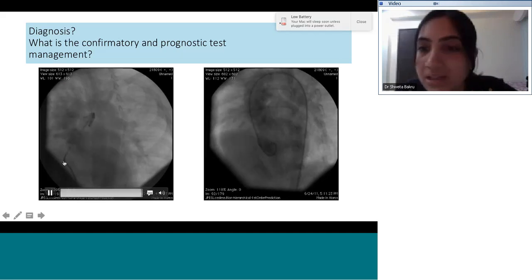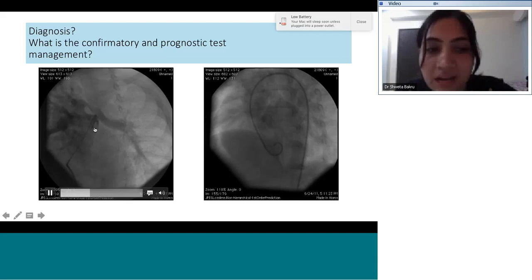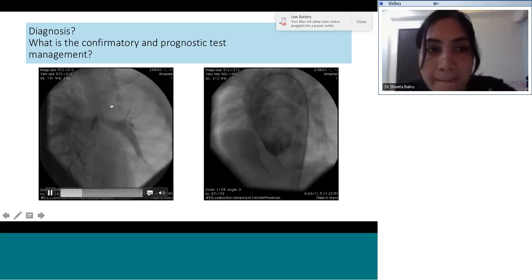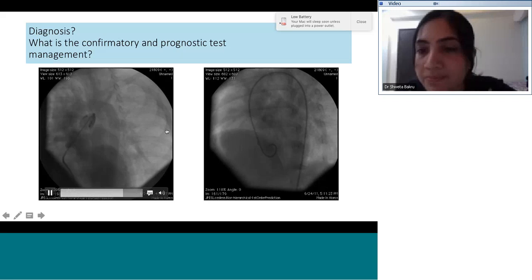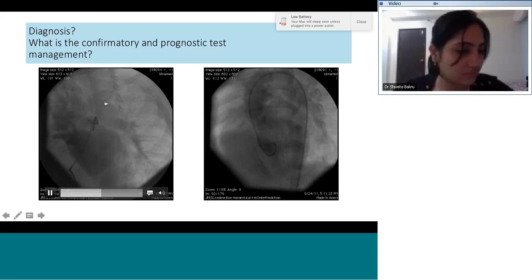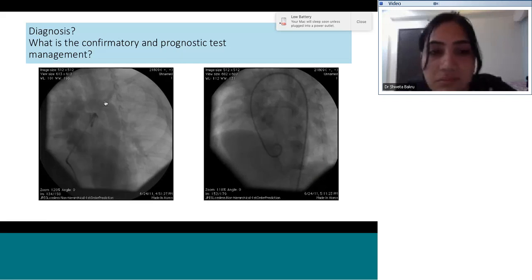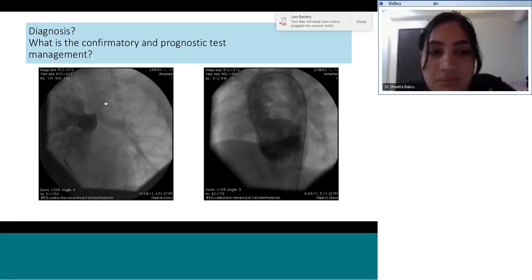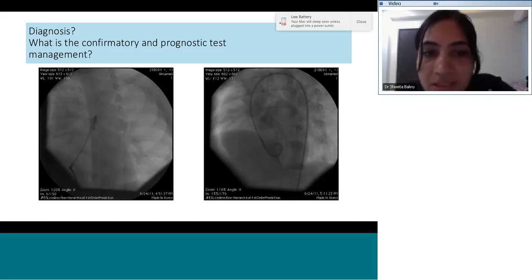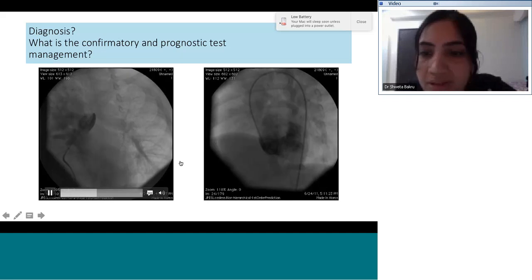You are in IVC, RA, RV, and into the PA. The pigtail angio is given into the main pulmonary artery. Then what do you think? Which view is this? LAO, yes, because spine is rotated towards left side.